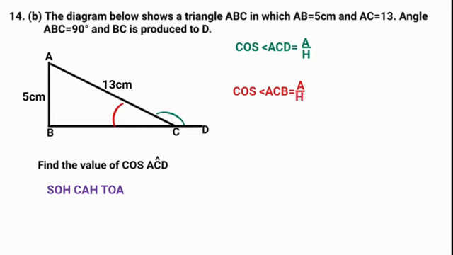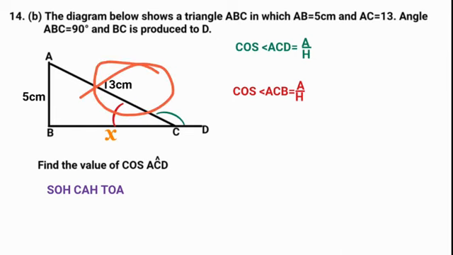Now, when you look at this angle, which side is adjacent? The side adjacent to that angle is this side, BC. BC is adjacent to angle ACB. We are not given the measurement of this length, so we are going to name it X. Which one is the hypotenuse? The hypotenuse of this angle is this one.